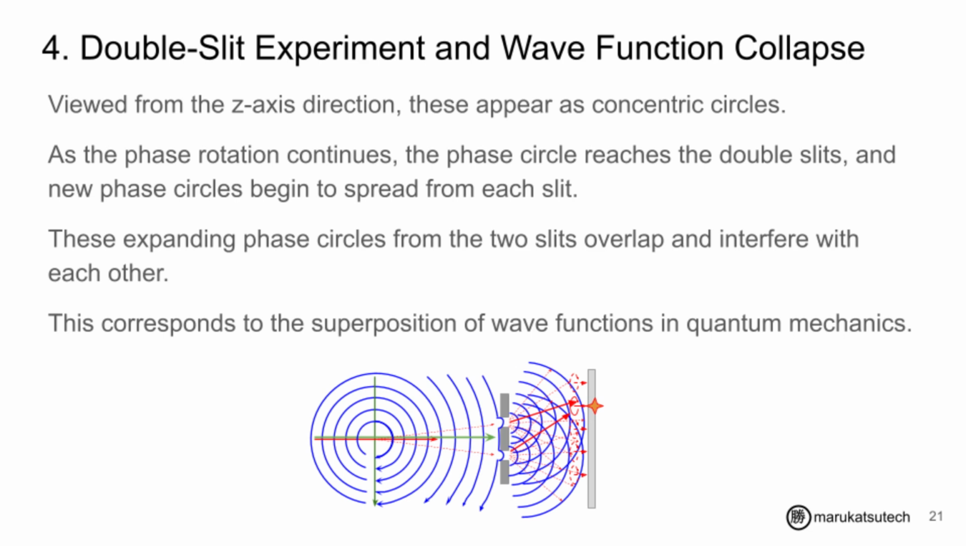As the phase rotation continues, the phase circle reaches the double slits, and new phase circles begin to spread from each slit. These expanding phase circles from the two slits overlap and interfere with each other. This corresponds to the superposition of wave functions in quantum mechanics.